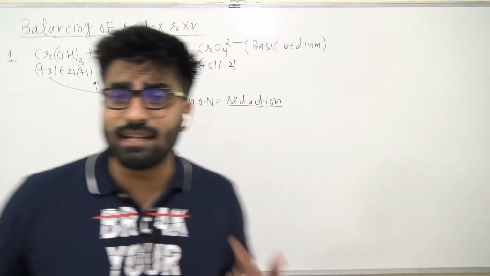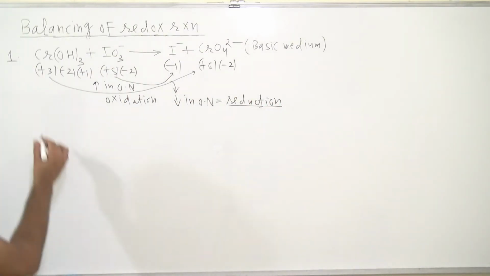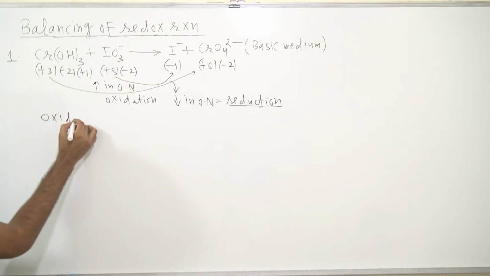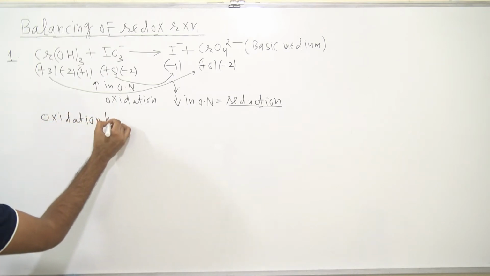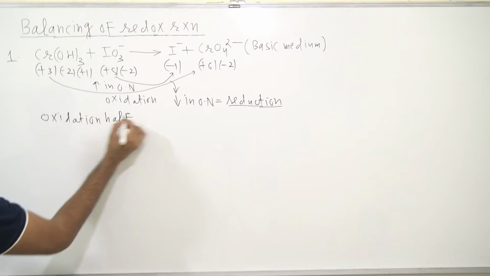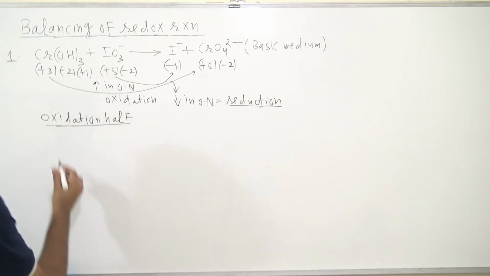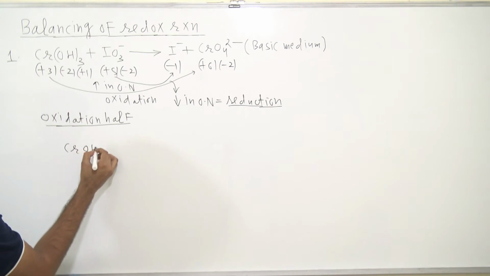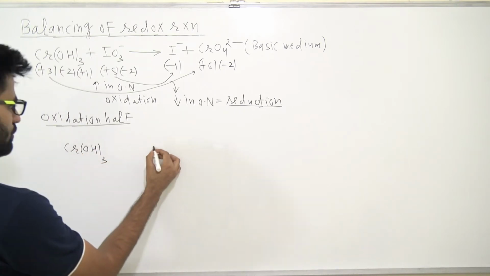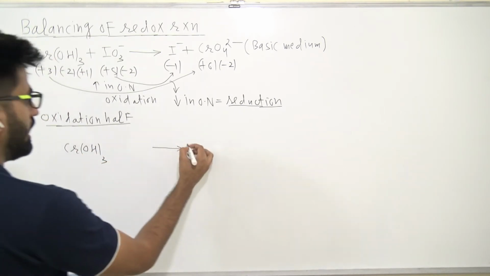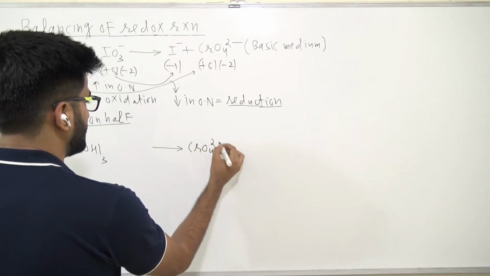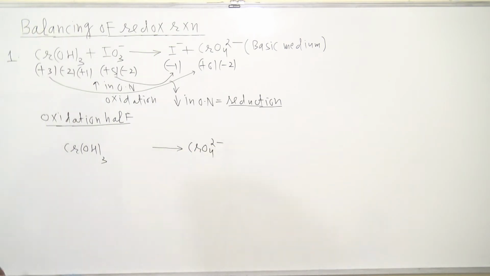Okay, now what is the next step? Tell me fast. Next step is the oxidation half, right? Okay guys, write down the oxidation half. Whatever steps we have done in acidic, same steps I'm doing here also. So if I write the oxidation half, guys, that would be Cr(OH)3 converting into CrO4 2 minus. Yes or no?